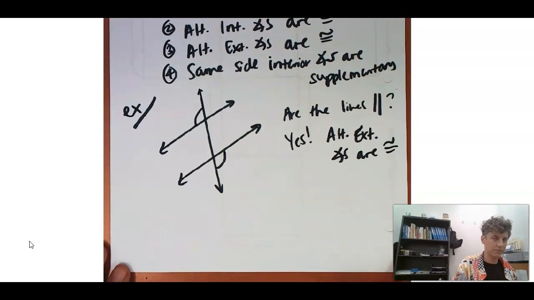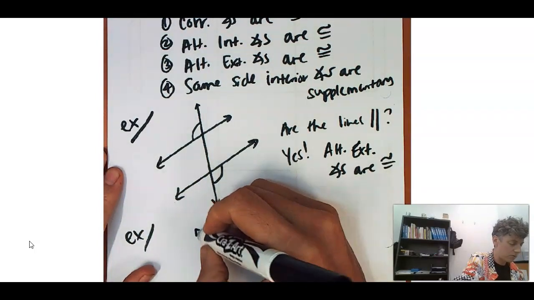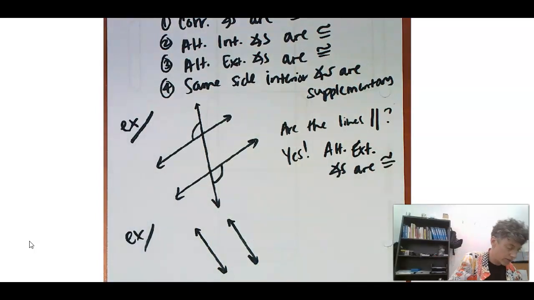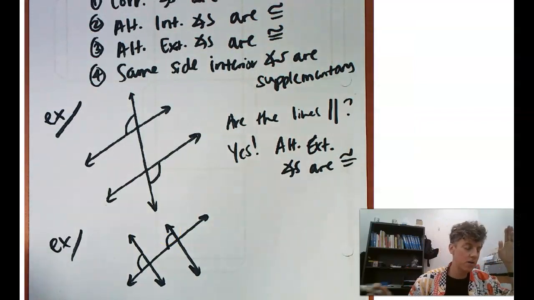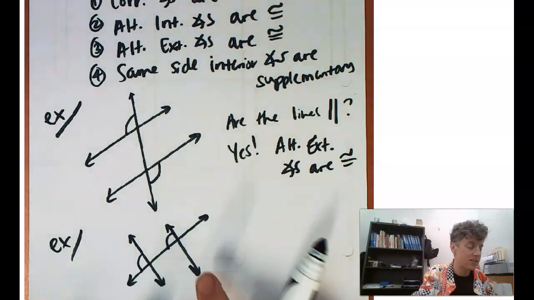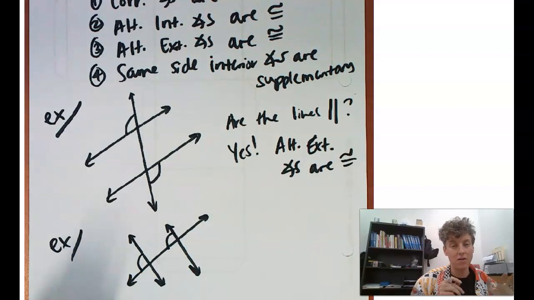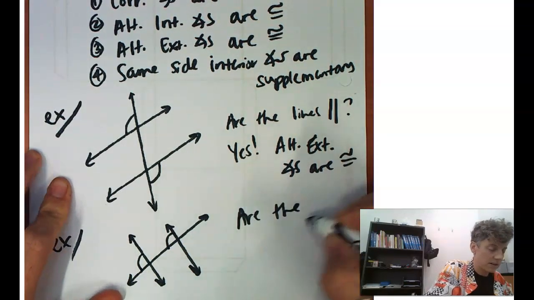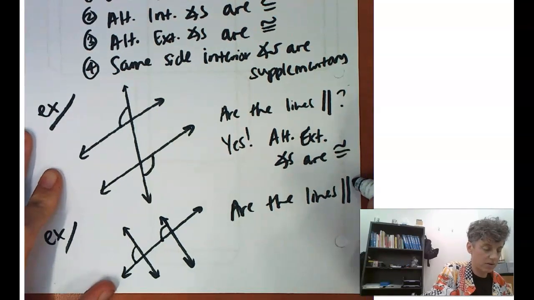Let's do another one. Let's draw some more lines. Maybe we'll switch it up and go in this other direction. Draw another. Sorry, my video cut out for a minute. So we had two lines, and I drew a transversal, and I said these two angles are going to be congruent. And my question is still, are these lines parallel?